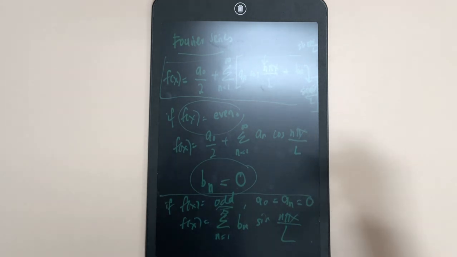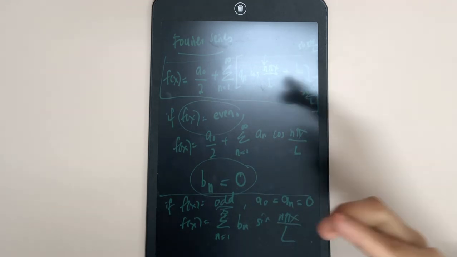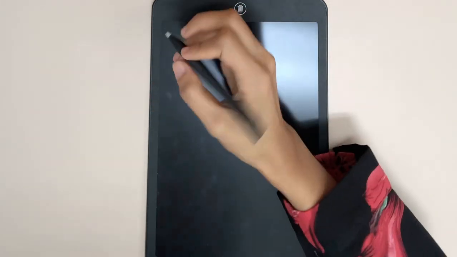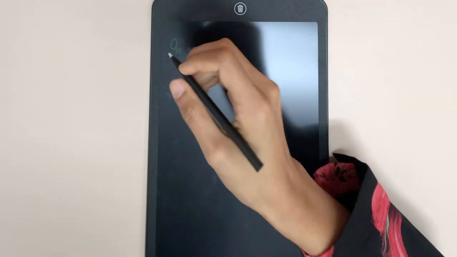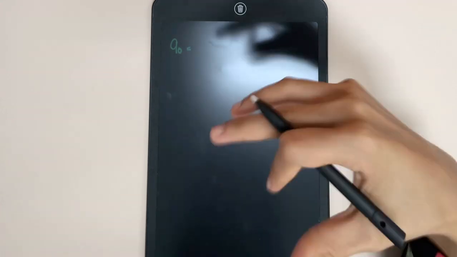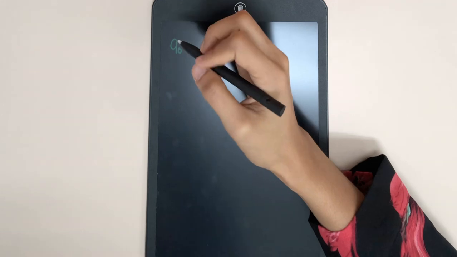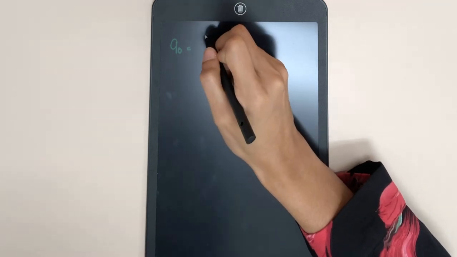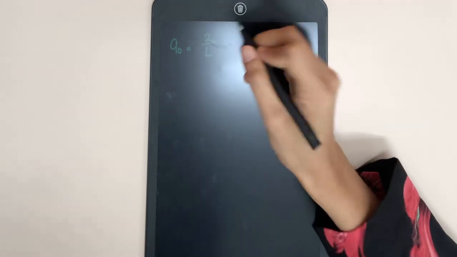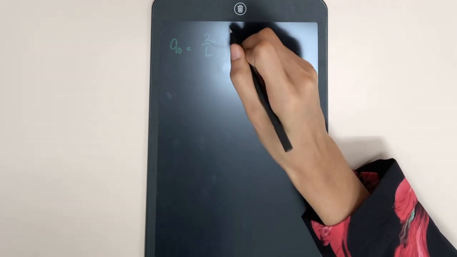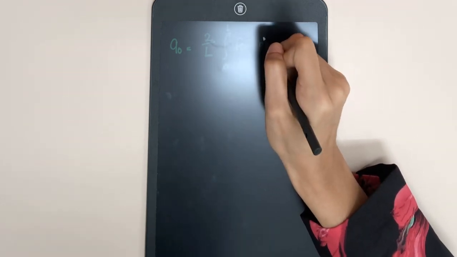Alright, so now we go to the formulas. What is A0? What is An? What is Bn? The formula or the equation for A0: after you get the equation, you just substitute it back into the whole equation just now. So you need to find out A0, An, Bn. The formula for A0 is 2 over L integrate from 0 until L of f(x) dx.